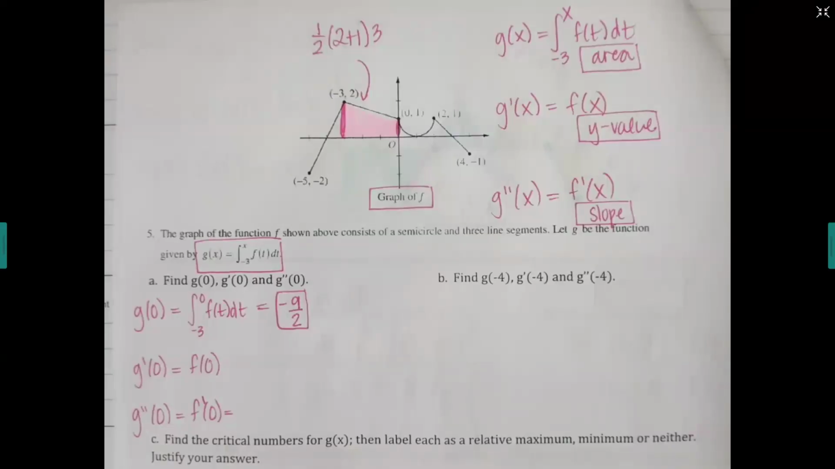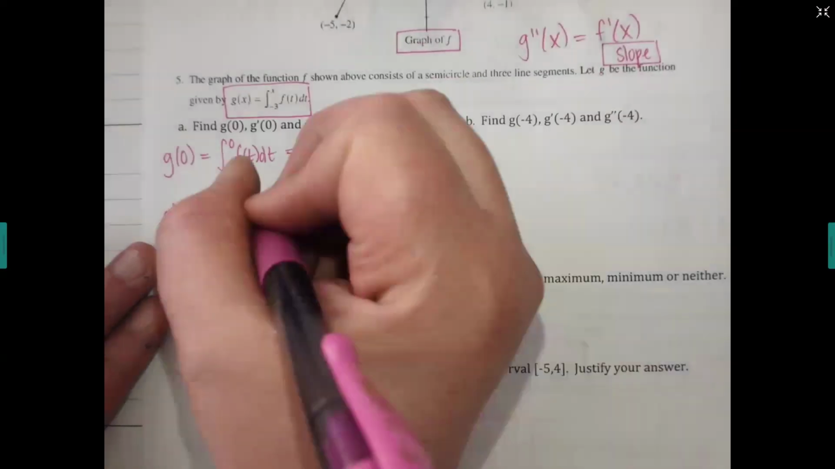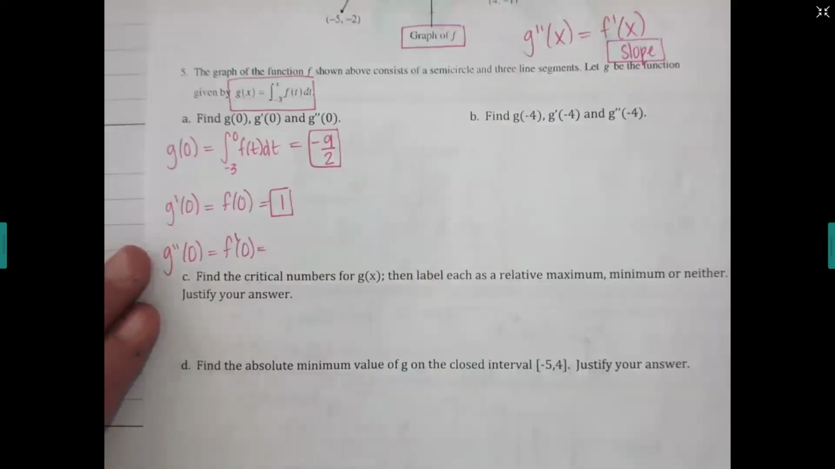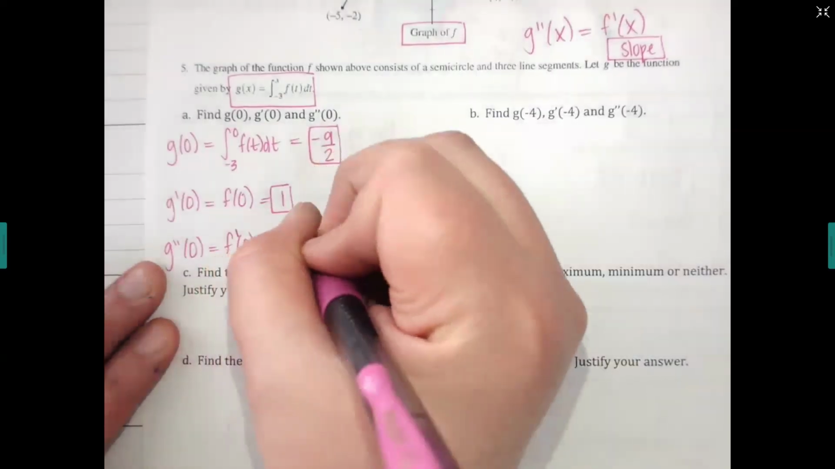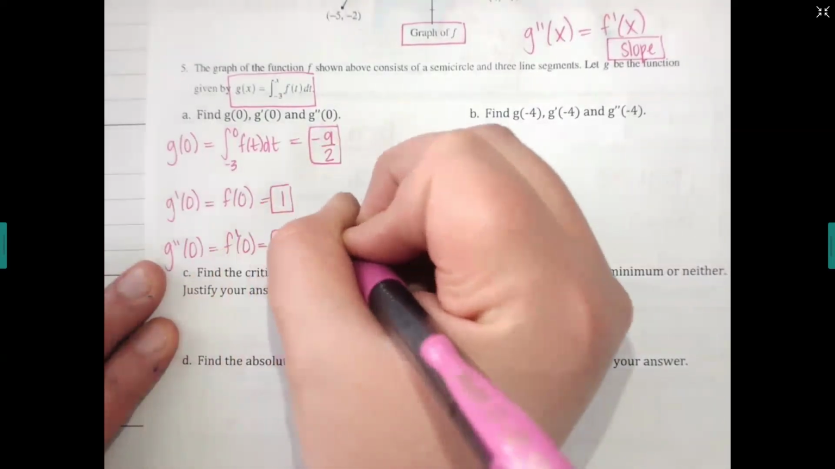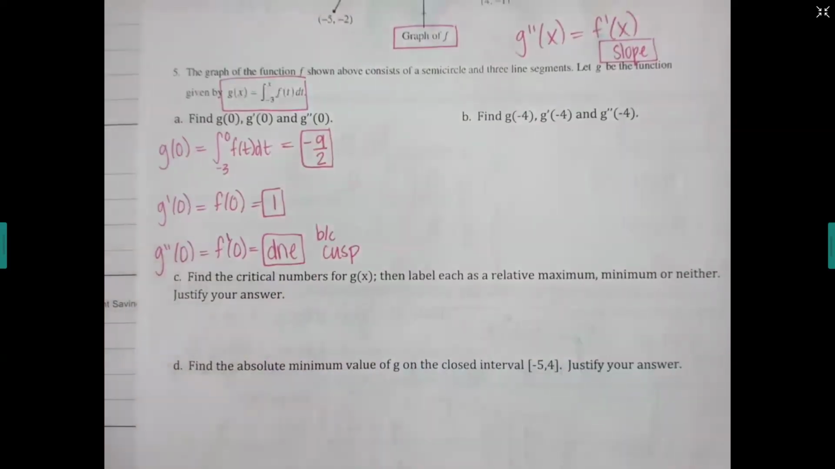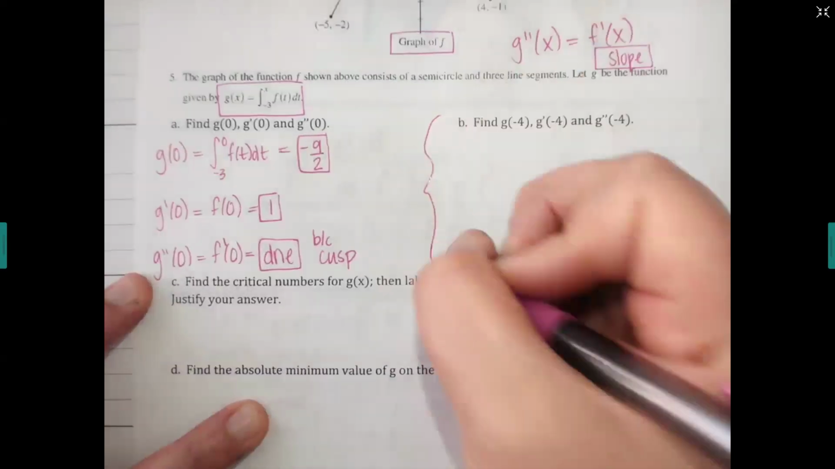Okay, just in case you want to check your answers for part A. You should have gotten -9/2 for the first one when you found the trapezoid. 1 for the y value, and the slope should be DNE. Because remember, you cannot take the slope at a cusp or a corner. So at 0, you have a cusp. That means you're not allowed to count out the rise over run at that spot. Okay, so see if you can do B.